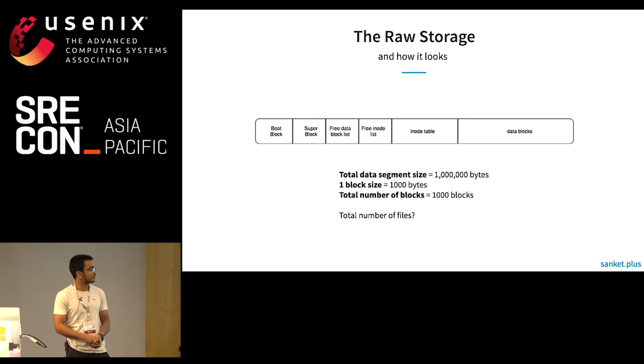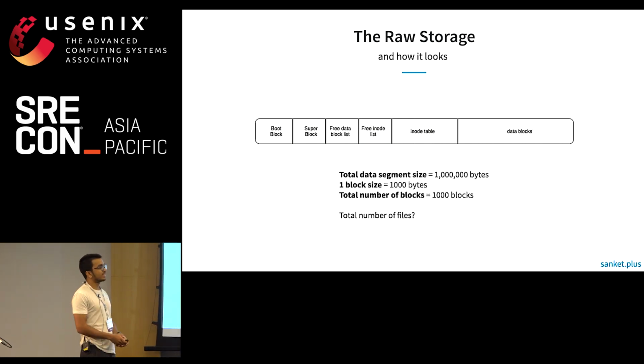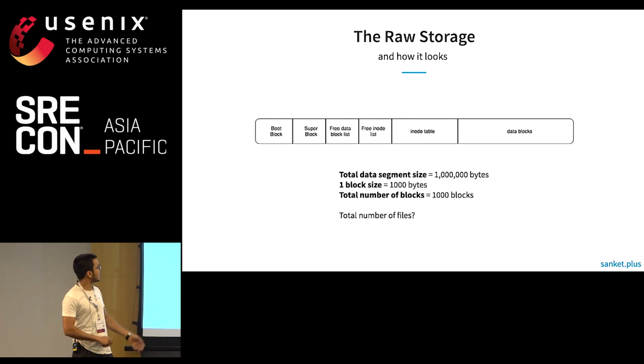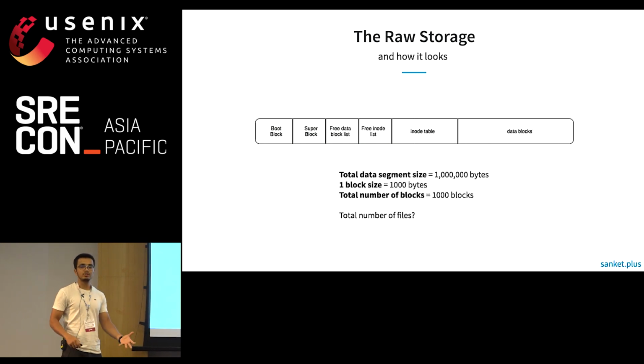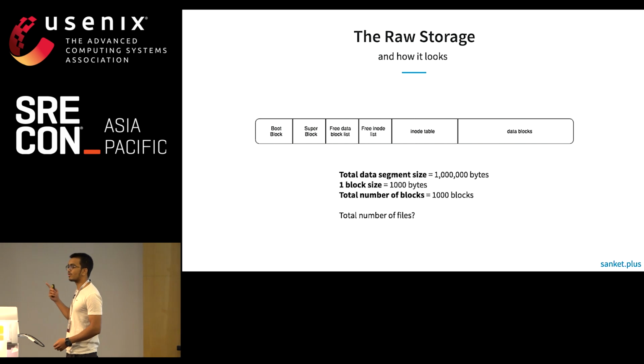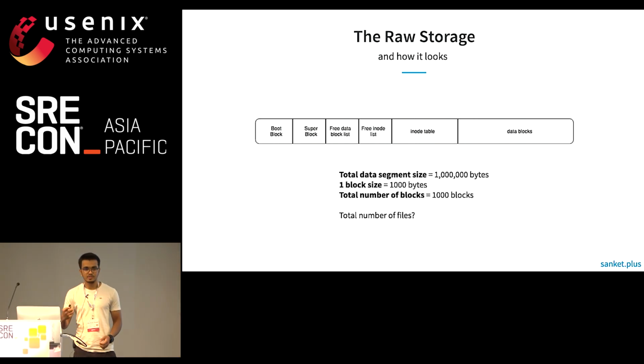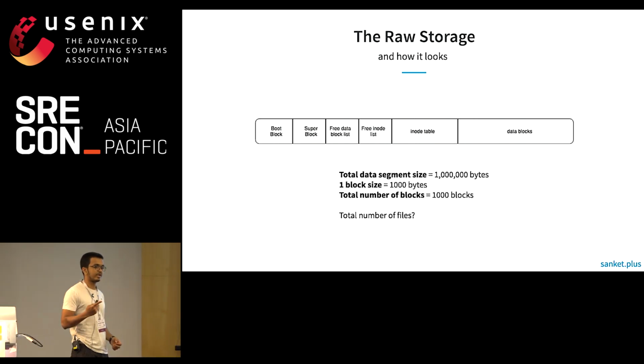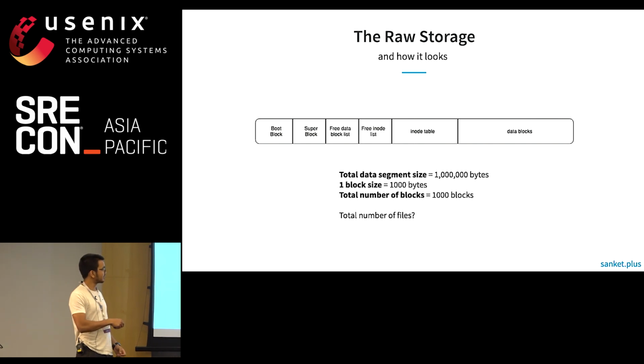Now let's take an example. You have a file system that has a data block size worth of 1,000,000 bytes. You have divided it into 1,000 byte blocks. So you have 1,000 blocks. Now how many files can you create? You want to create 1,000,000 files that are 1 byte long. 1,000,000 files that have 1 character. You have space for that. You have 1,000,000 bytes. Can you create 1,000,000 files?